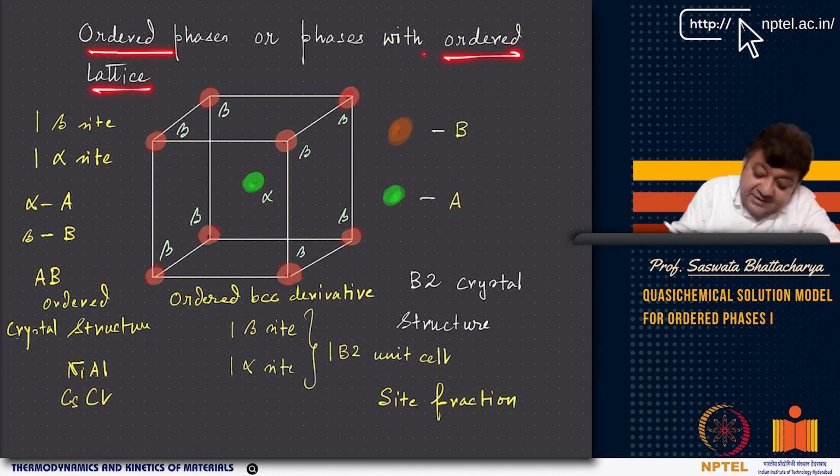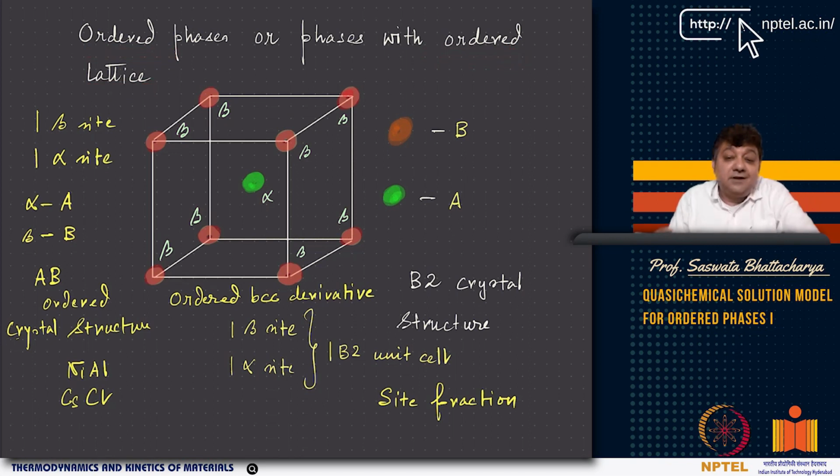Now, in such a case, how do you apply a quasi-chemical approach? That is what we are going to discuss now, based on the approach given by Swalin in his book on thermodynamics. We will try to see whether we can write the free energy of mixing for an ordered phase. We have already developed it for disordered phases.